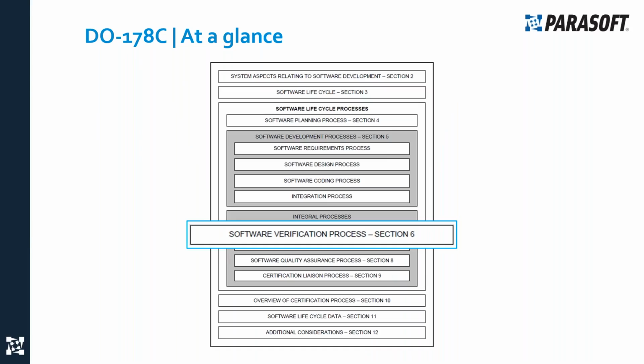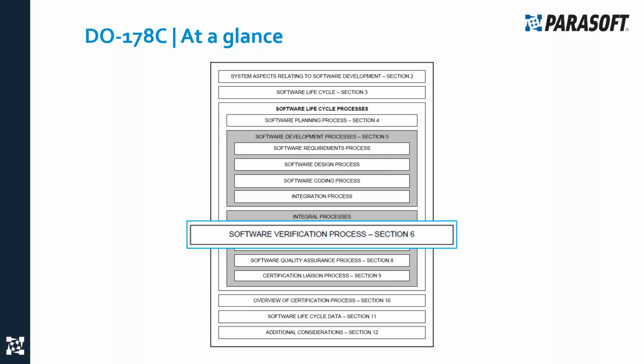Section 6, the purpose of this is software verification. It is the process to detect, report, and remove the errors that may have been introduced during the software development process. Now, the standard uses the term verification instead of test, because testing alone cannot show the absence of errors. So verification is a combination of reviews, analysis, and tests.